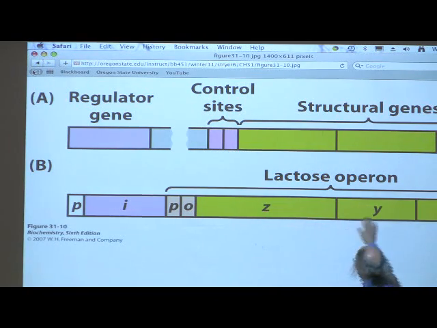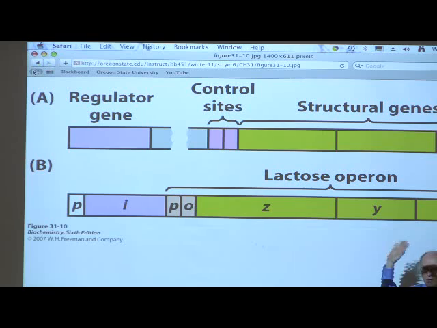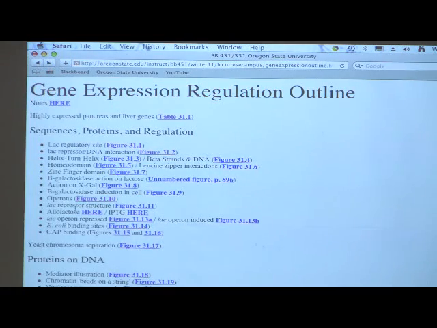These other two genes have other functions I'm not going to go into. If you want to know more, come see me and I'll tell you more about them. But beta-galactosidase is the most important gene for the cell being able to metabolize lactose. Okay?